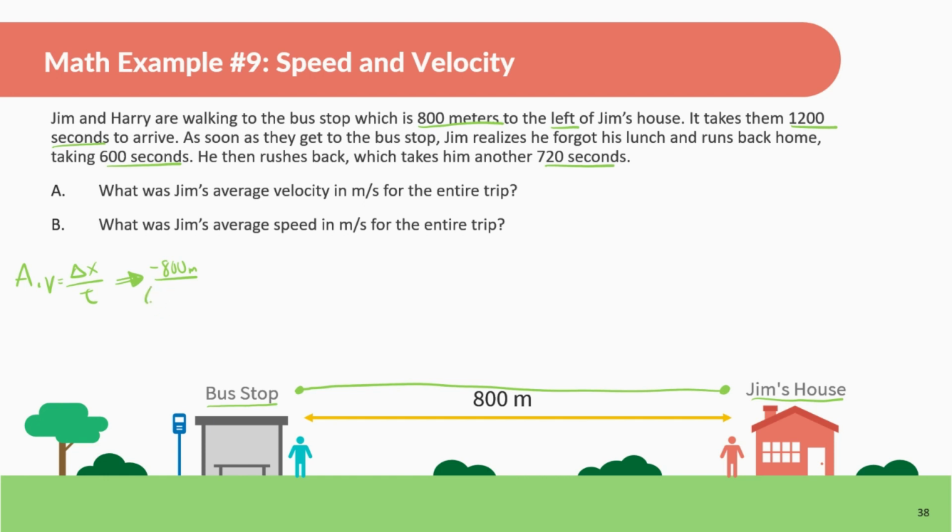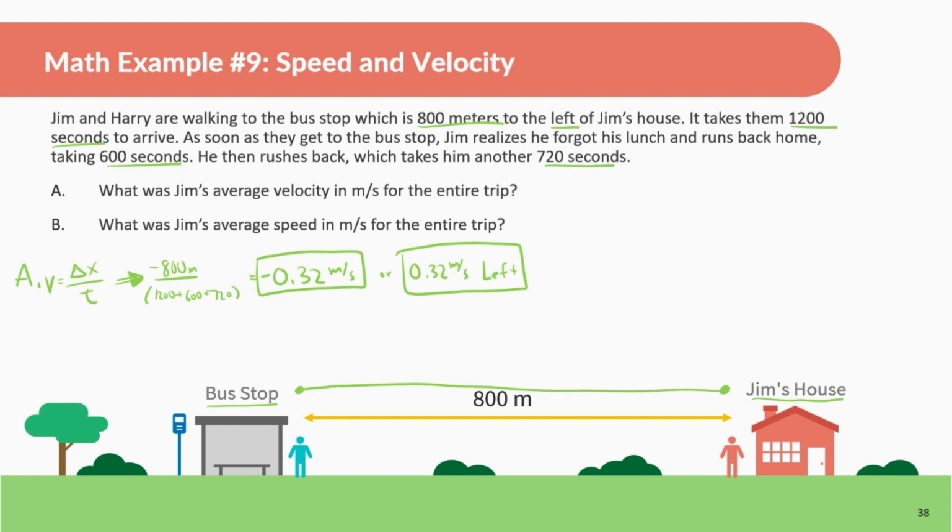So we know that the time it took, I'm just going to be adding everything up, is going to be this 1,200 seconds plus 600 seconds plus 720 seconds. Okay? And this will give us the velocity. 800 divided by parentheses 1,200 plus 600 plus 720 close parentheses, which is equal to 0.32 meters per second, or negative. So that's correct. So we could do that, or we could do 0.32 meters per second, or I should say positive, but we also say left. Okay, so either one.